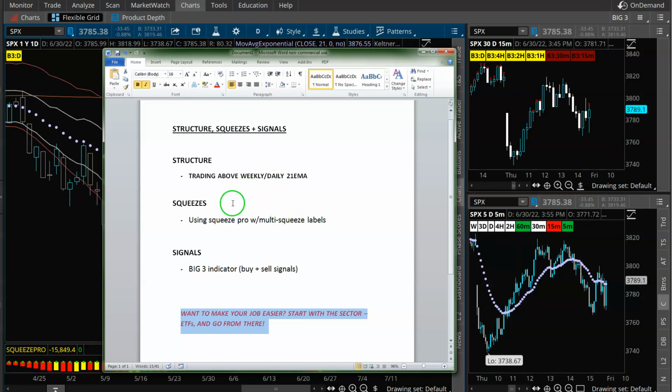So structure, squeezes, and then as far as the signals go, I'm using, of course, the new Big 3 indicator, which is my brand new indicator that pumps out buy and sell signals based on my criteria. And mind you guys, the indicator is brand new. That gets released next month. So we'll talk a little bit about the indicator and what that entails tonight. But over the next few weeks, we'll have a better video breaking down all the good stuff there. So structure, squeezes, and signals, and then you'll see the note right here.